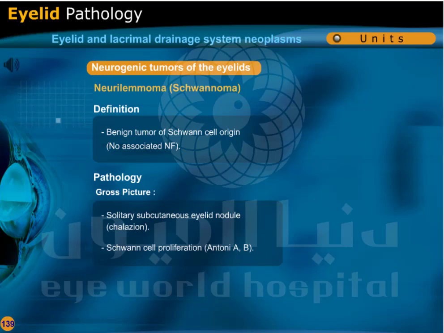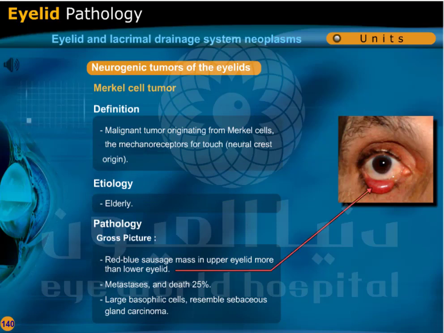Neurilemmoma or schwannoma. This is a benign tumor of Schwann cell origin. No associated NF. It appears as solitary subcutaneous eyelid nodule, chalazion, and Schwann cell proliferation, Antoni A and B. Merkel cell tumor. This is a malignant tumor originating from Merkel cells, the mechanoreceptors for touch, neural crest origin. It affects the elderly and presents as red-blue sausage mass in upper eyelid more than lower eyelid. There are large basophilic cells resembling sebaceous gland carcinoma. Metastasis and death occurs in 25%.